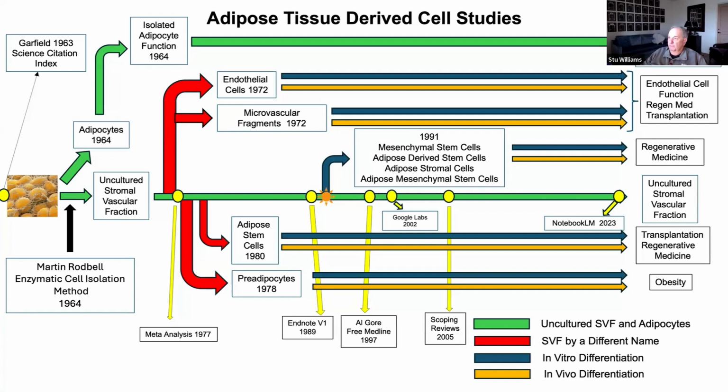Endothelial cells were studied for their function, especially the function of capillaries, and were also used since 1972 in regenerative medicine studies and then on into transplantation. Microvascular fragments, the work that Roger Wagner started. In '91, all of a sudden we changed the name of these cells to mesenchymal stem cells because of Arnie Kaplan. In '80, Bjorn Torp, who's the major investigator for these types of studies, began to call these cells from the SVF adipose stem cells and showed that they could form all sorts of different types of cells. The Faust paper in '78, all of a sudden we started looking for pre-adipocytes.